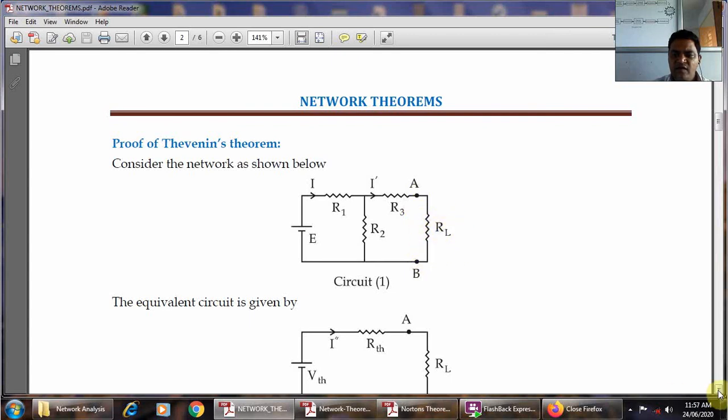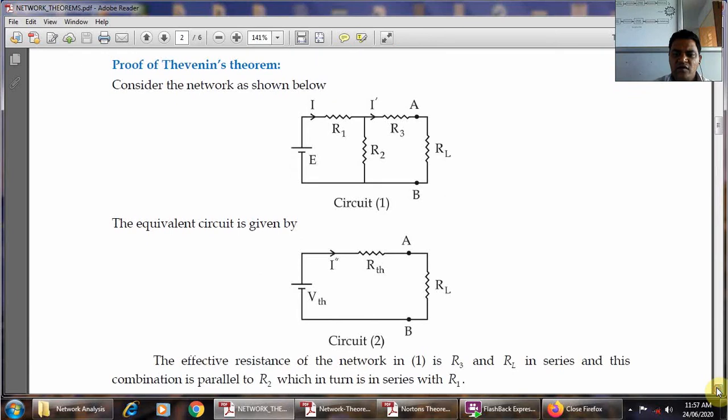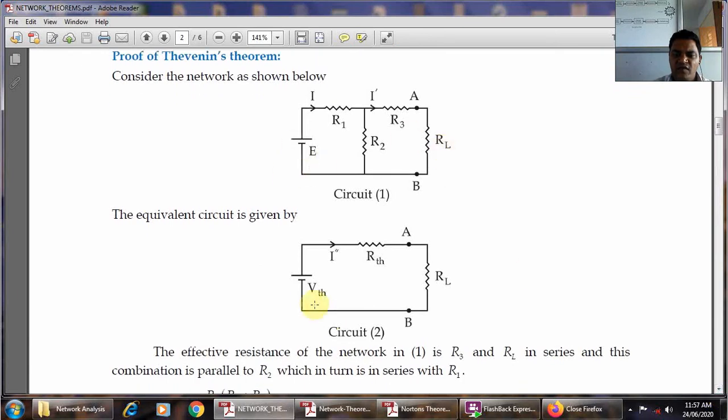Then this circuit has to be converted into Thevenin's equivalent voltage VTH in series with RTH, and in between nodes A and B the load resistance RL is connected. This is the given network, and from this network we have to obtain the Thevenin's equivalent circuit.